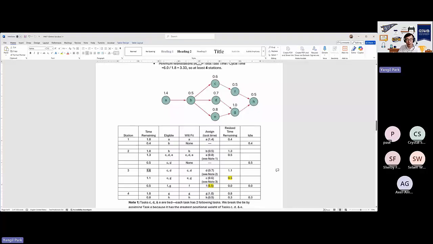In station 3, again, 1.8 minutes is refreshed. Then you put in either C or D. But we're going to choose D because of higher positional weight, 2.2 versus 1.6. Okay. So that's how we're going to move this thing along, right? I think you get the point, hopefully. If you have any questions, let me know for this set.